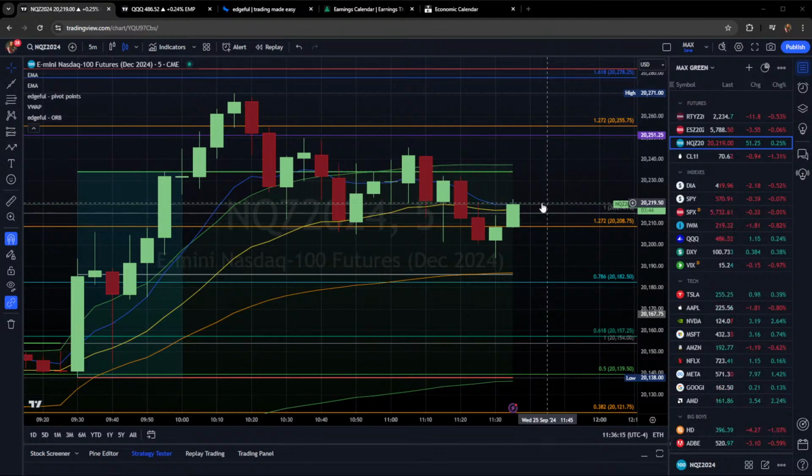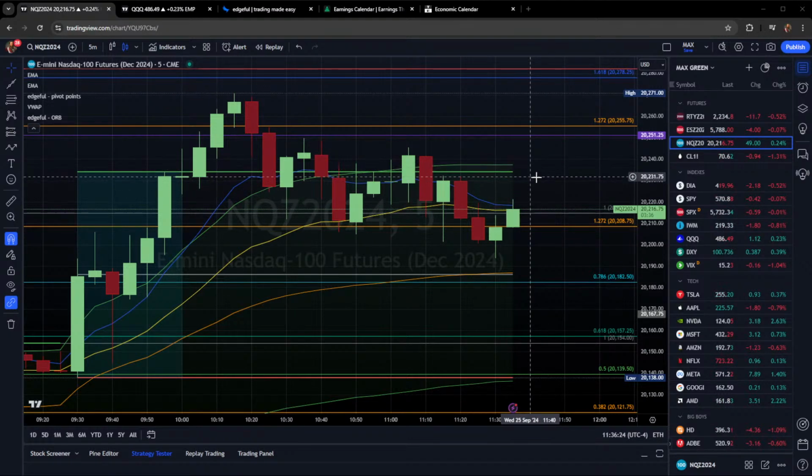Don't want to see it, really want to see it reject right now. Gets up here, it's going to invalidate the trade. I mean, I don't want it to come any higher than this on these runners.